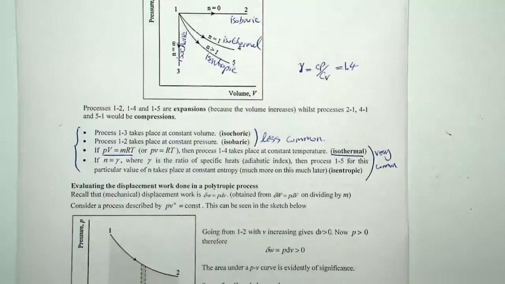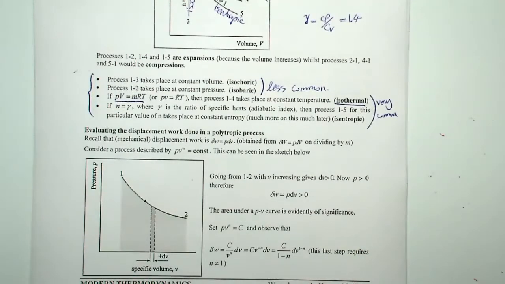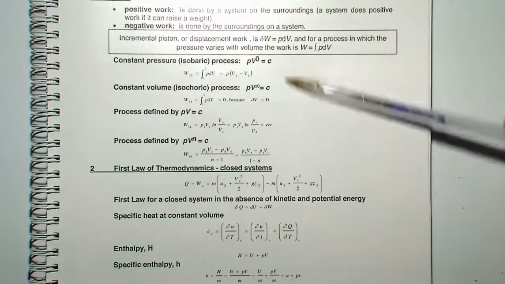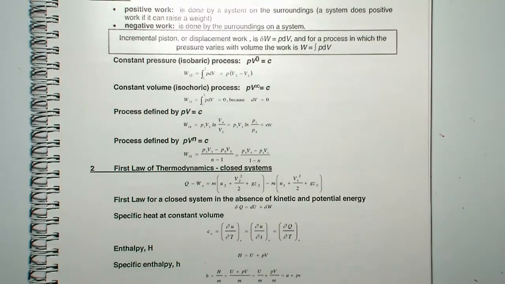Now, let's move on. I want to start deriving one equation, or actually a series of equations, which are the first equations in your booklet. If you look at the first page of your formula sheet, the data sheet, we're going to be looking at these four equations here. These are essentially the equations to find work for those four processes.